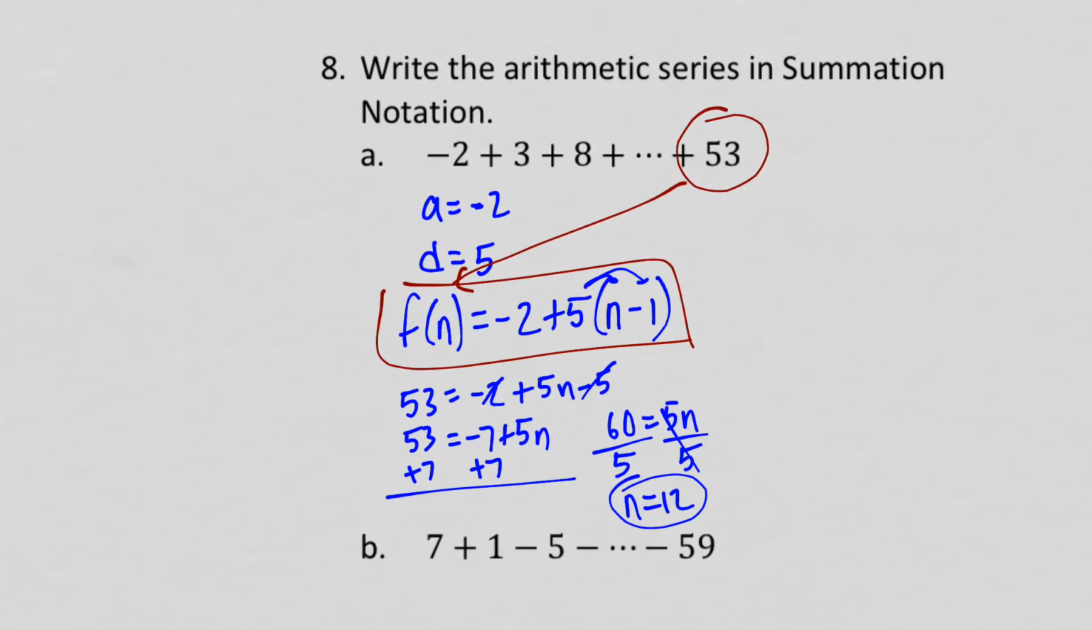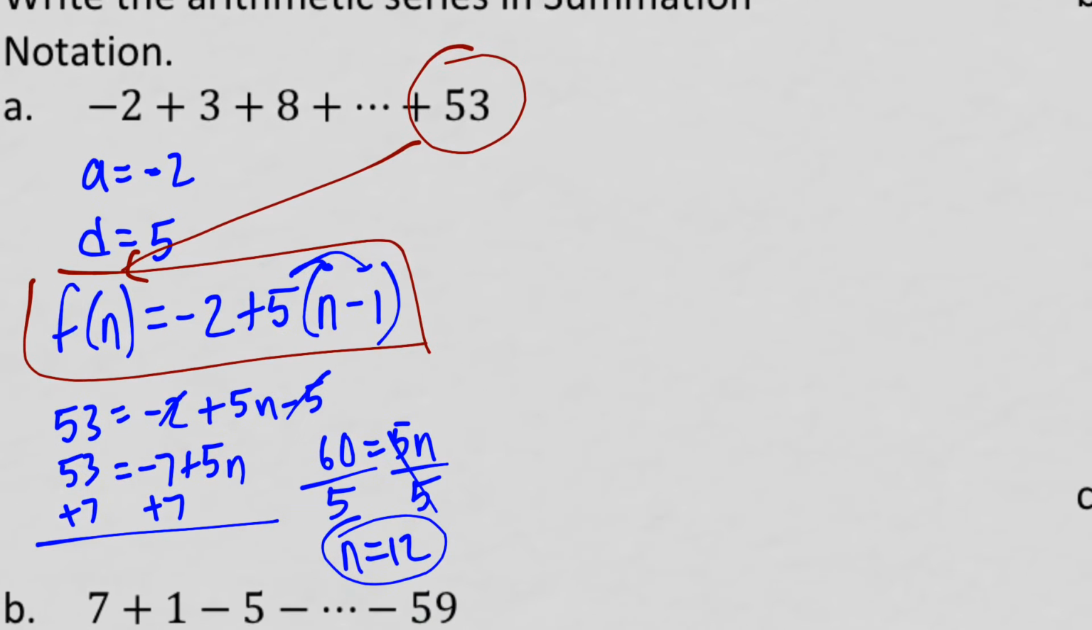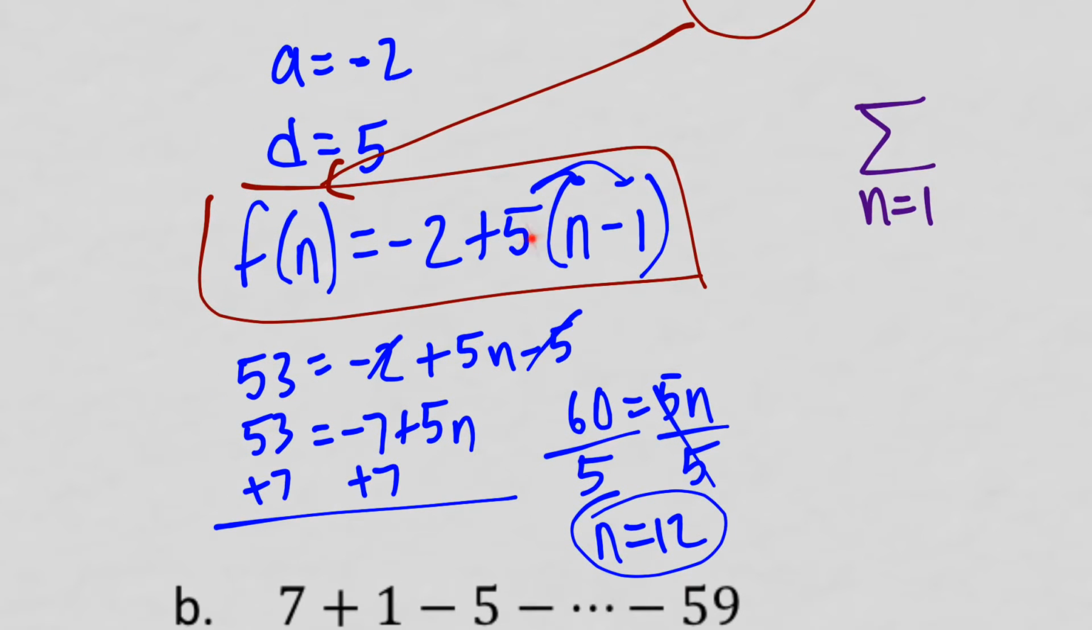That means that the last term is the 12th term, so there are 12 terms there. Okay, so now we're ready to write the summation notation. Sigma, n equals 1. We're going to start with n equals 1 because we're using this rule. If we had just used n, we would use n equals 0 here. But we're using n equals 1.